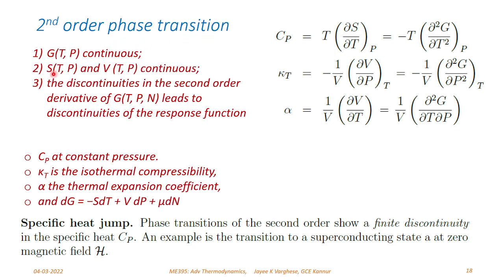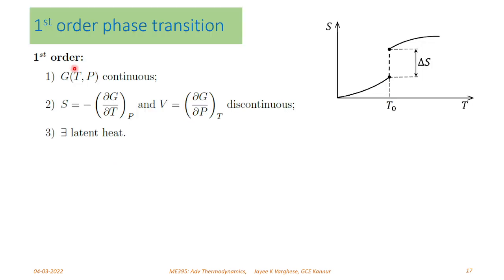First order derivative means S is equal to minus of dou G by dou T at a constant pressure. This will also be continuous. So entropy change will be continuous. The value of the entropy at a point at a constant pressure will have the same value if you approach the limit from left or from the right. So that's what it is, the function is continuous.